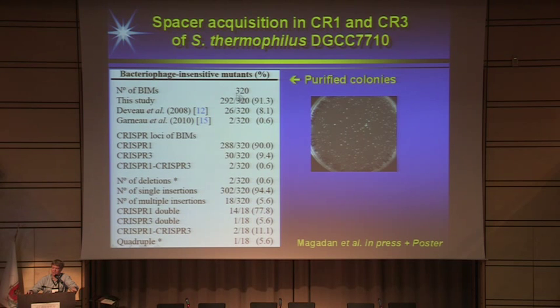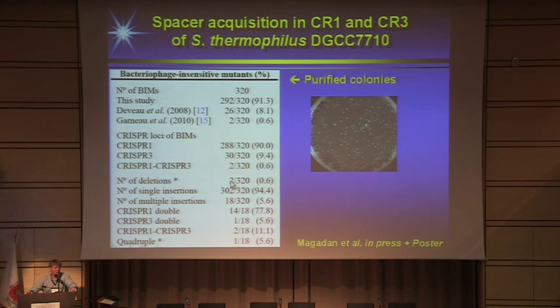So what we did recently, we've done this 320 times and tried to see what was going on with the CRISPR-Cas system, and in 280 of them, there was a new spacer acquired in the CRISPR-1, and 30 of them were acquired in CRISPR-3. And we were lucky to get a couple of BIMs that had an acquisition in both the CRISPR-1 and the CRISPR-3. So we had a colony that had acquired 2 spacers, one on both systems.